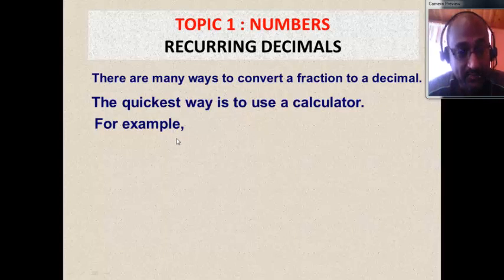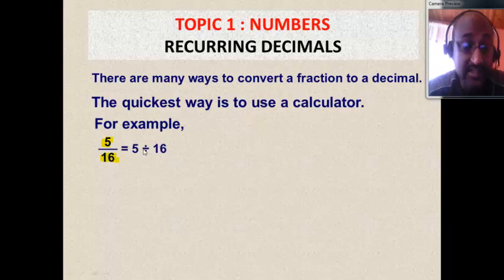For example, if we take a fraction 5 over 16, and this is a fraction where the 5 is the numerator and the 16 is the denominator. 5 over 16 is a fraction. If you key in 5 over 16 on your calculator by pressing 5 divided by 16, you end up with an answer of 0,3125. This answer stops.